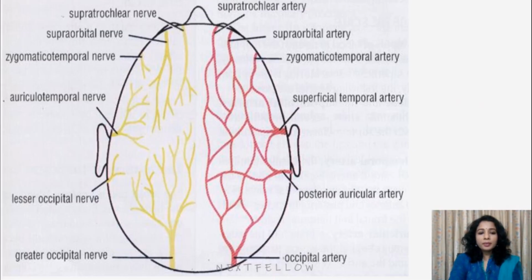Let's see the blood supply of the scalp. Each half of the scalp is supplied by 5 arteries. The scalp is rich in blood supply. It is a highly vascular structure, and on each side of the midline it is supplied by 5 arteries, 3 in front of the ear and 2 behind the ear or the auricle.